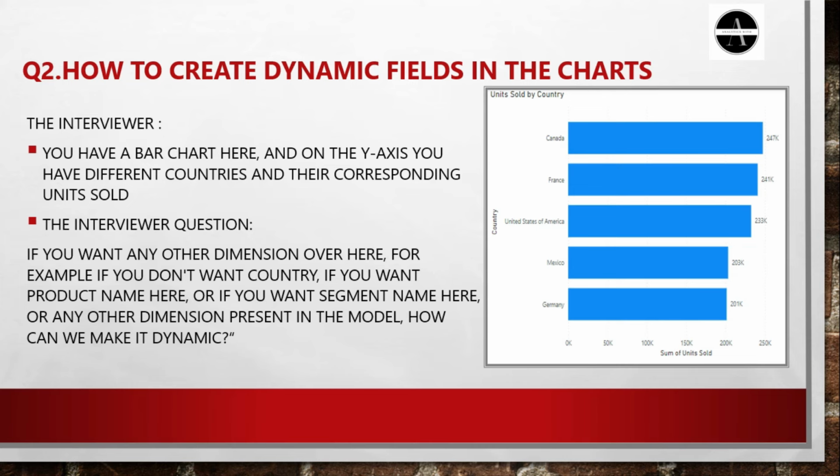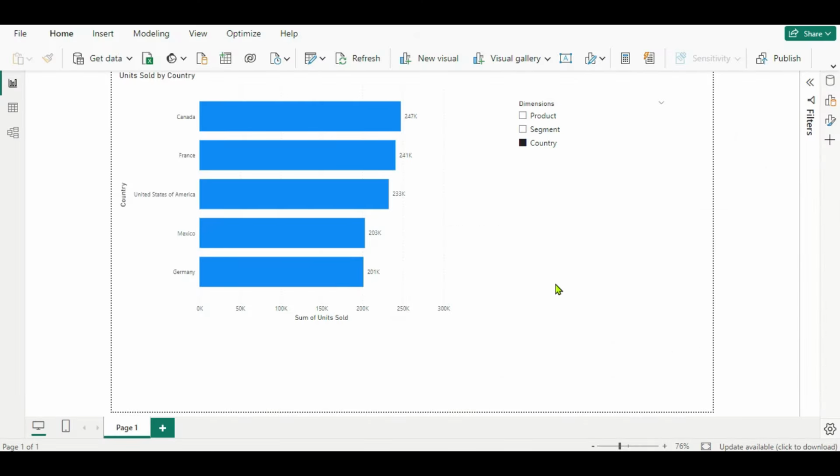So in such cases, we can make a visual dynamic by using a field parameter which is present in Power BI Desktop. So let's see how we can use a field parameter for making it dynamic. Now here you can see again I have imported the same financial data in Power BI Desktop. And here you can see we have country on the y-axis and units sold on the x-axis.